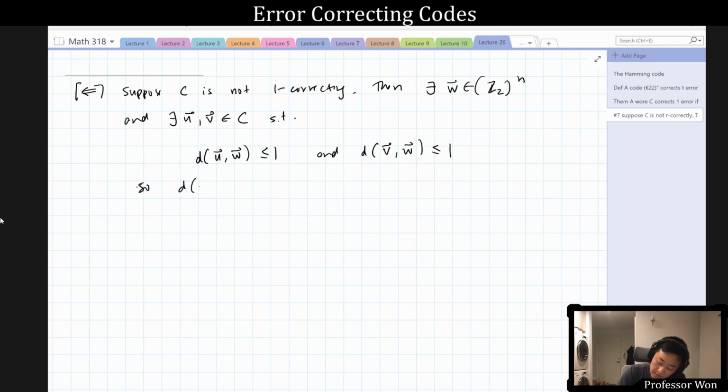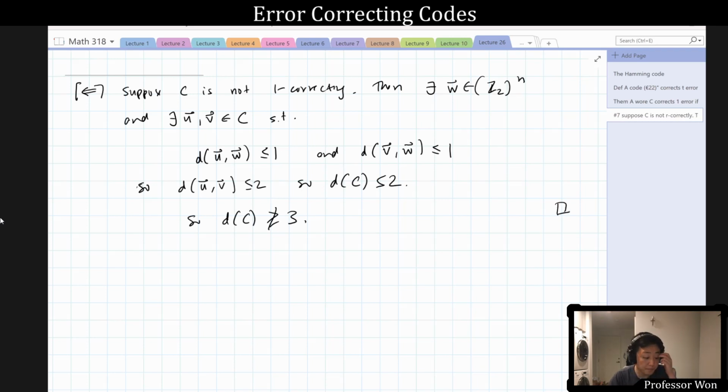So d from u to v is less than or equal to 2. So d of C is less than or equal to 2. So d of C is not greater than or equal to 3, which proves that direction by contrapositive. Okay. So one of the main ideas behind coding theory is to pick out subsets of this vector space that have this property that the messages are far apart.